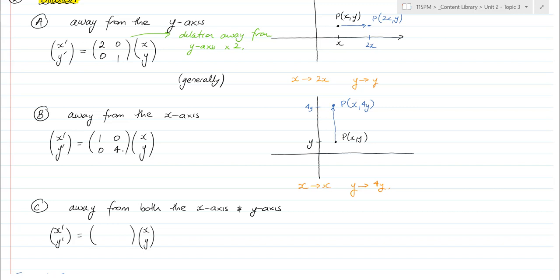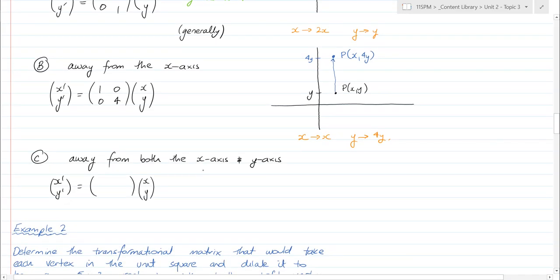Now away from both the x and the y-axis, let's say away from the x-axis by a factor of a and the y-axis by a factor of b, what matrix will we use now? Easy? Done. Cool. Oh no, actually it should be reversed, shouldn't it? That should be the other way around. B00A. Away from the x-axis, we multiply the y-coordinate, because it's the one that changes.